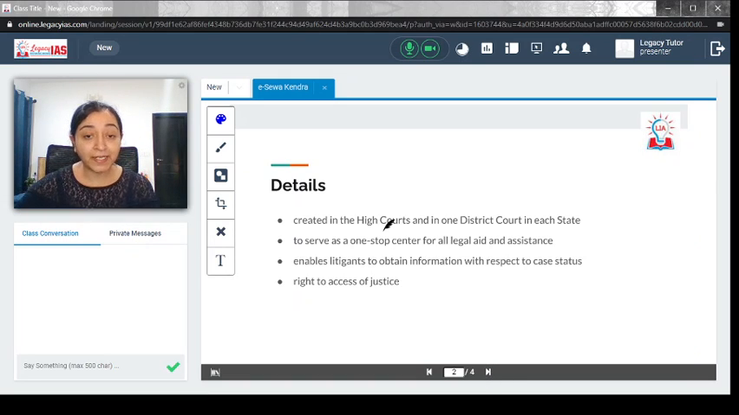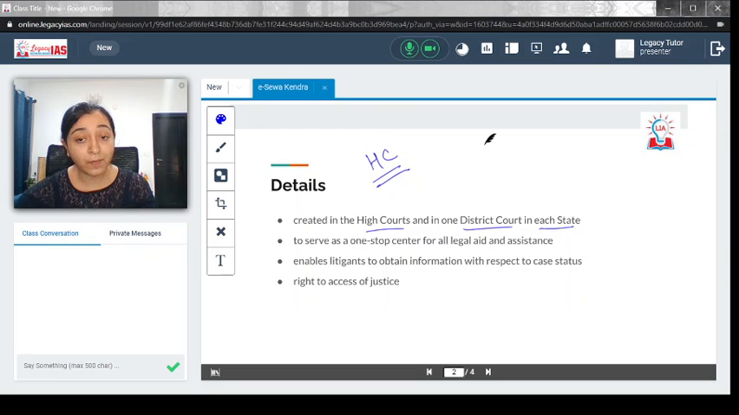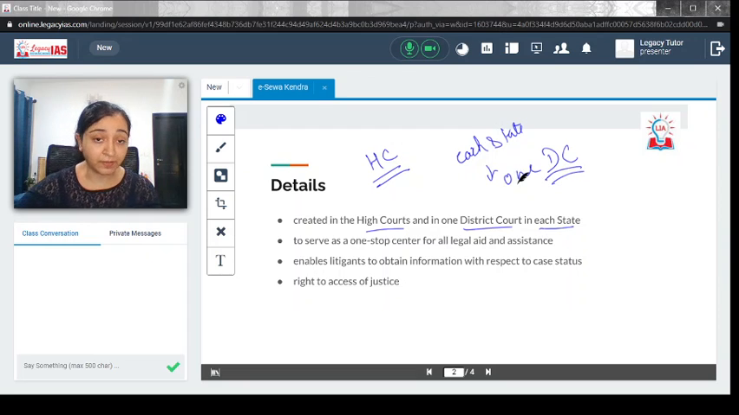So it is created in the high courts and one in a district court in each district in each state. How is it going to be? It is going to be present in all the high courts. Apart from that, in each state there will be at least one district which will have it. So one district court will have the e-Sewa Kendra.